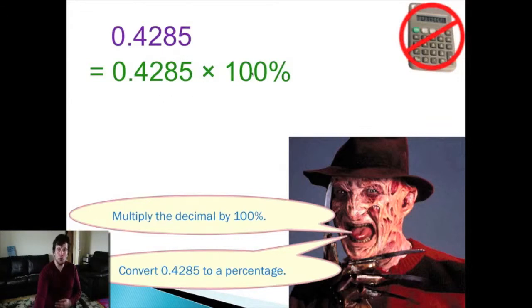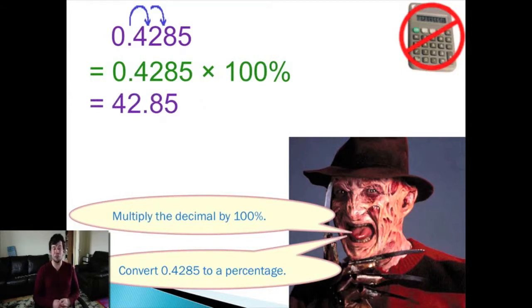Well, multiplying by 100 actually means that you can move the decimal point, not 1, but 2 spaces to the right. 1 space is multiplied by 10, 2 spaces is multiplied by 100. Where does the decimal point go? Between the 2 and the 8. So your answer is 42.85%, or if you like, to the nearest whole percent, it rounds to 43%.